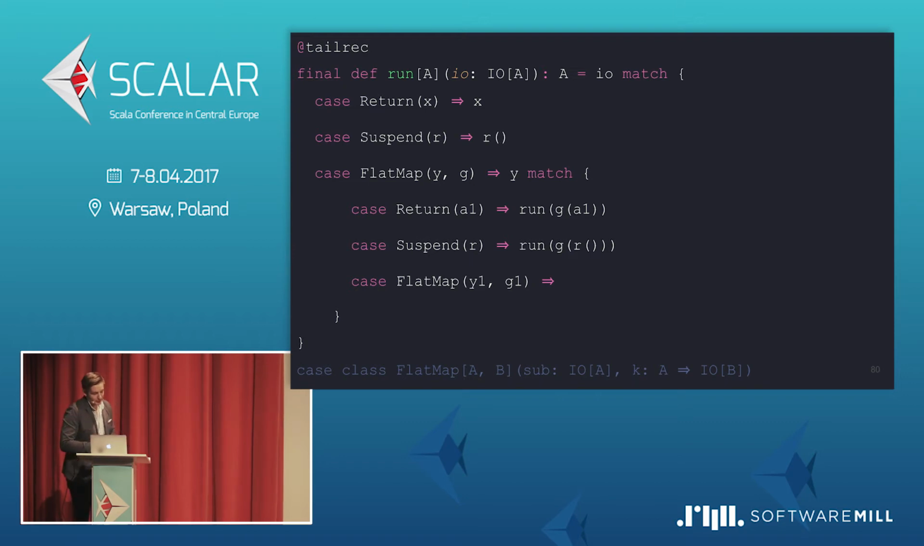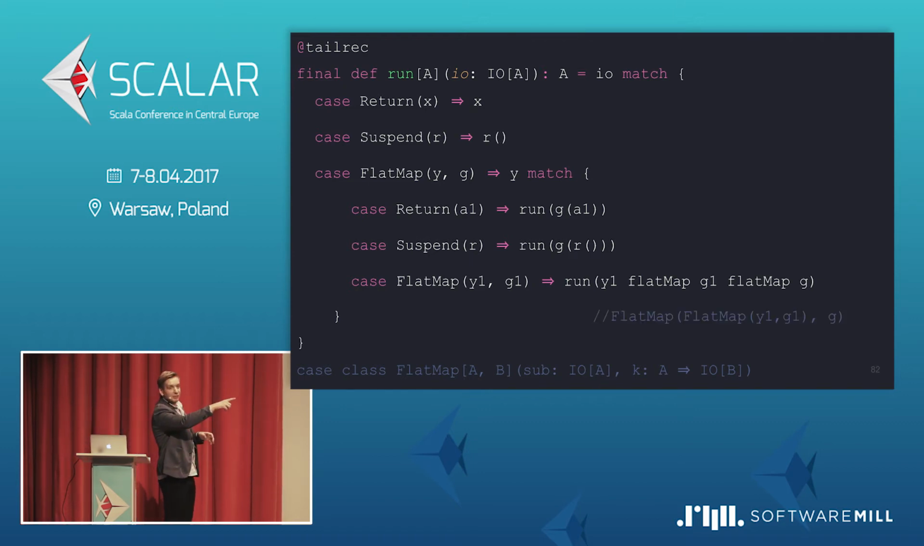So let's try to write the implementation again from what we have. We could do something like this: we can flatMap y1 with g1 and then flatMap it with g. But if you try to run this, unfortunately, this is again a flatMap inside a flatMap. So we came from a flatMap inside a flatMap and created the same thing. So we will be looping. So this won't work.